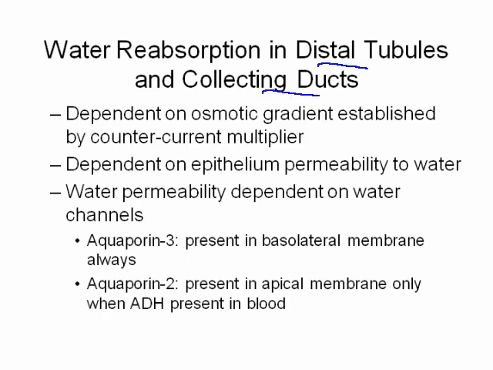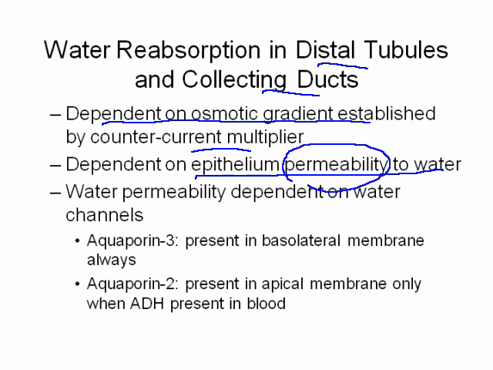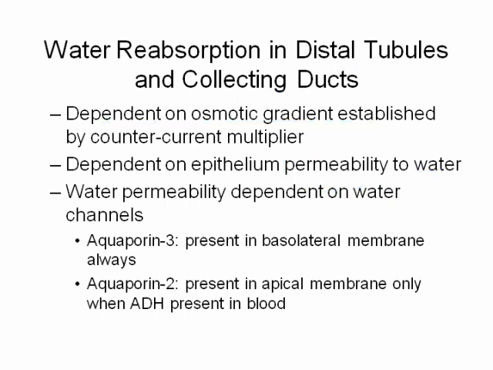So in the distal tubules and the collecting ducts, the water reabsorption is dependent upon the osmotic gradient that was established by the counter current multiplier, and it's dependent upon the epithelium permeability to water. And this is what's regulated. ADH actually alters or regulates the permeability of the epithelium to water in these structures.